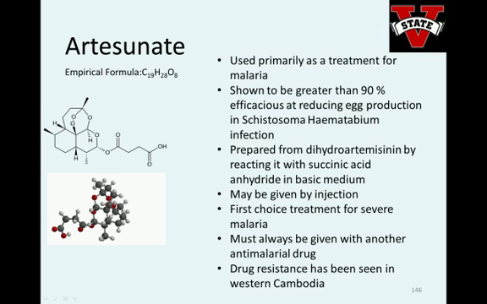Artesunate is a drug that is used primarily for the treatment of malaria. It may be given by injection, and it also is the first choice of treatment for severe malaria. It must always be given with another anti-malarial drug.